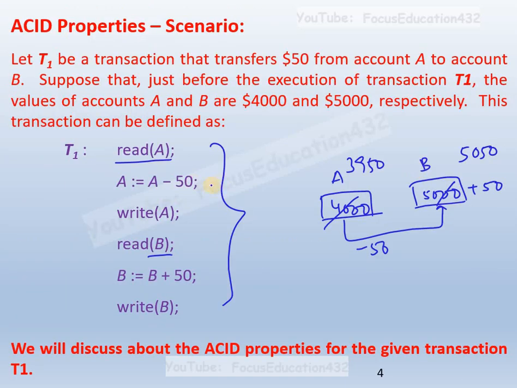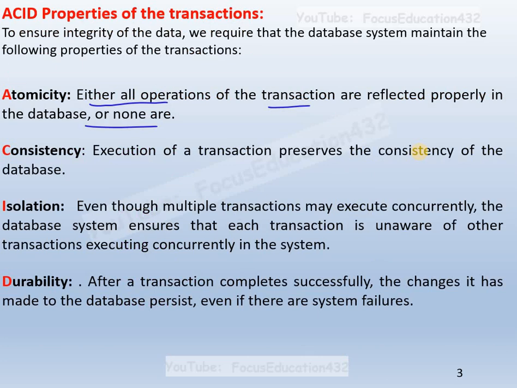Either all these operations should be done or none. That means it should not be the case that A is updated and B is not updated. That should not happen in a database transaction. That is what atomicity means. The database either completes the operation or cancels the partially completed operation. So either all or none. That is the meaning in detail.